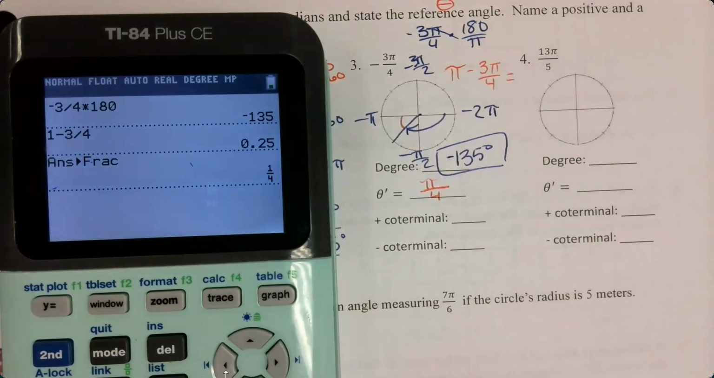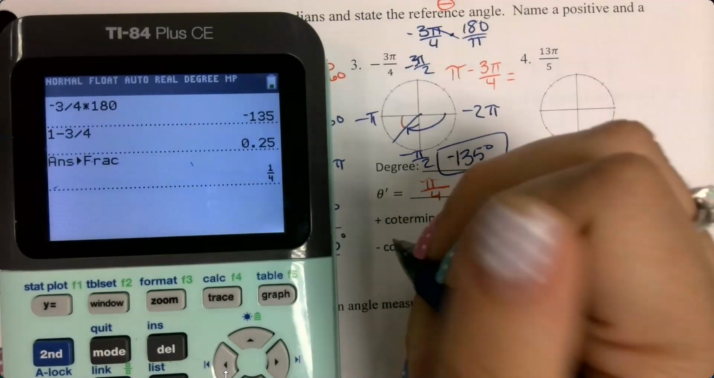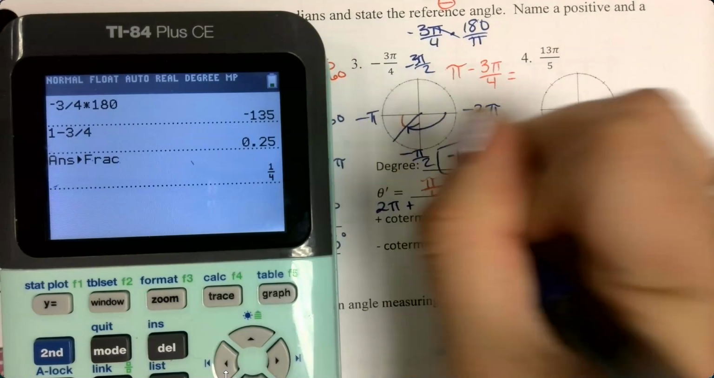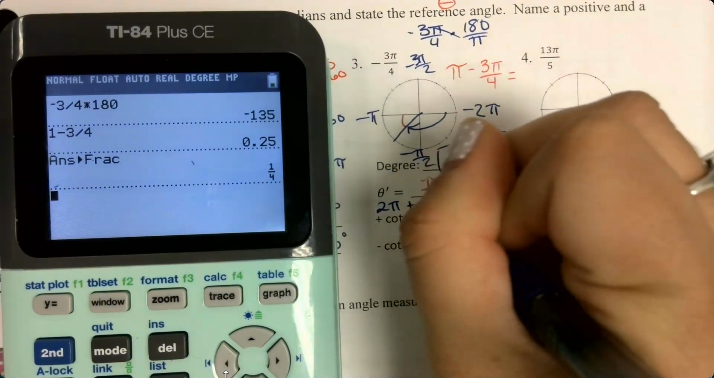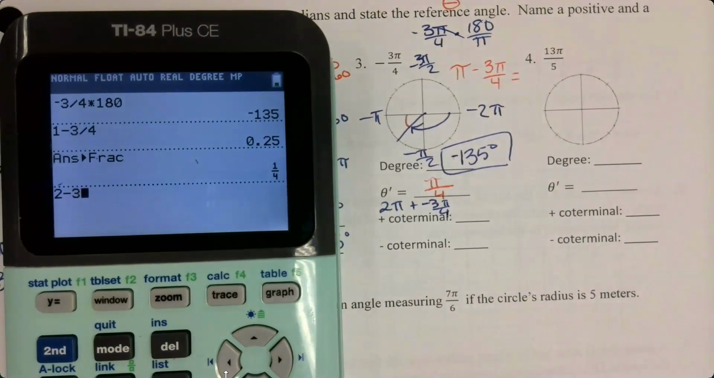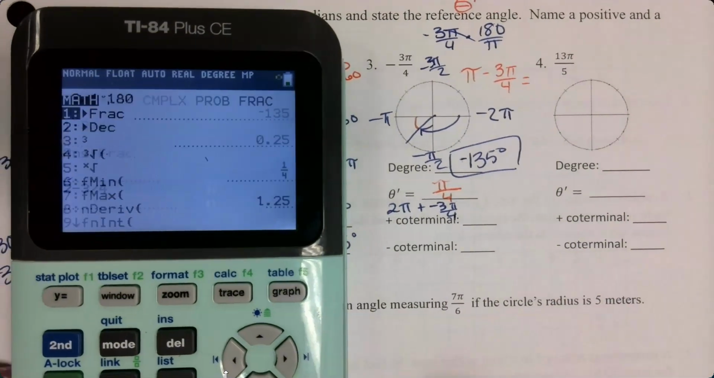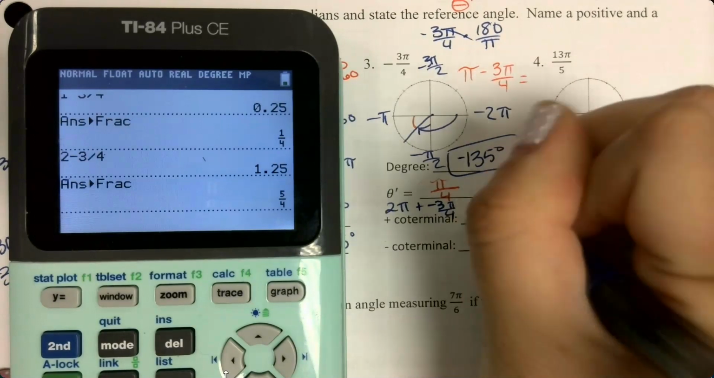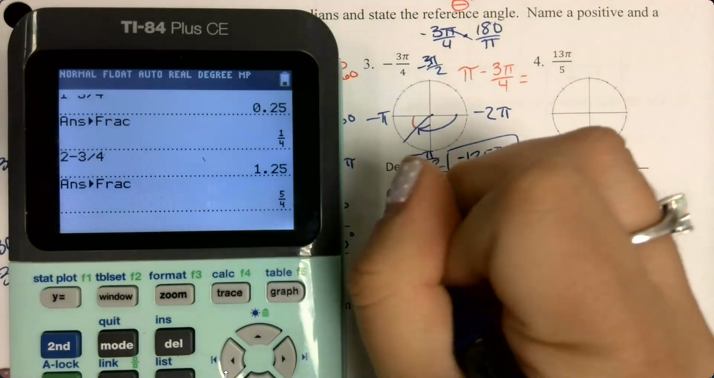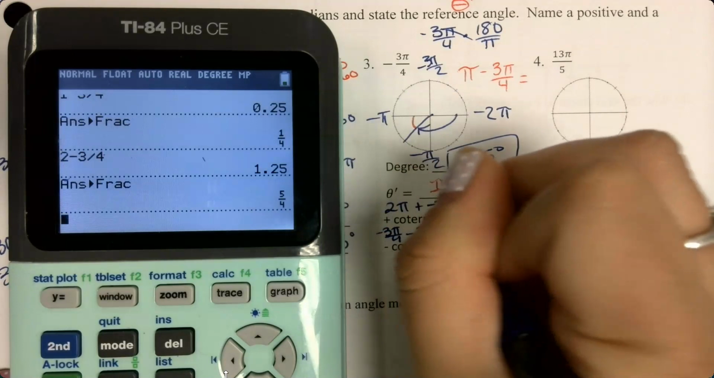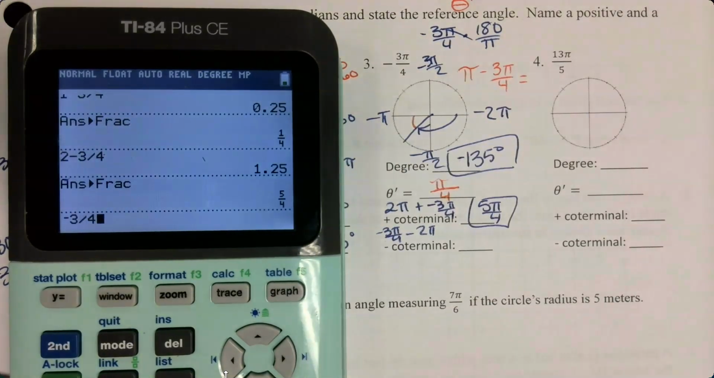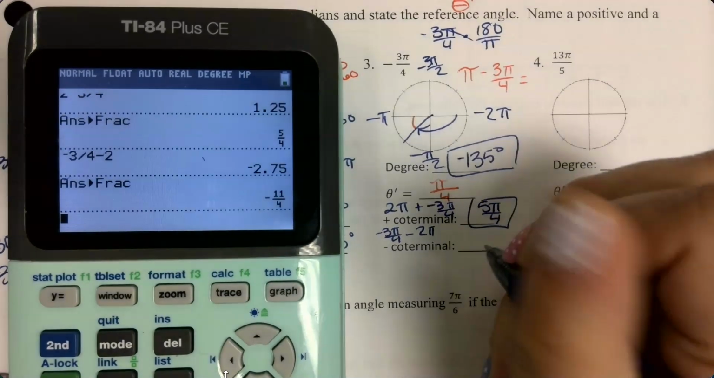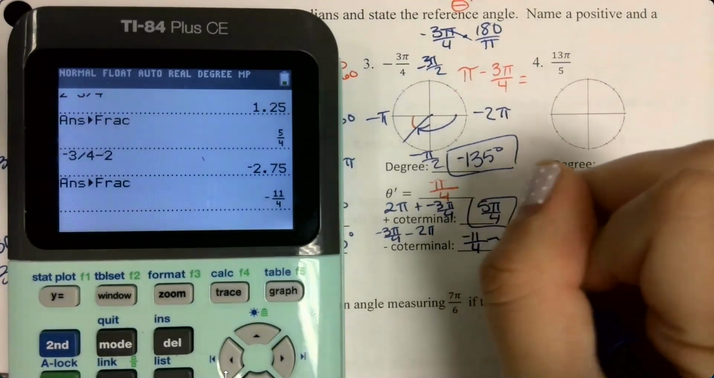A coterminal angle, this one I want to add a full circle, so 2 pi plus negative 3 pi fourths. So really on my calculator I can do 2 minus 3/4. Turn that back into a fraction, is 5 pi fourths. For my negative coterminal angle, I'm going to do negative 3 pi fourths minus 2 pi. So negative 3/4 minus 2, turn that back into a fraction, is negative 11/4 pi.